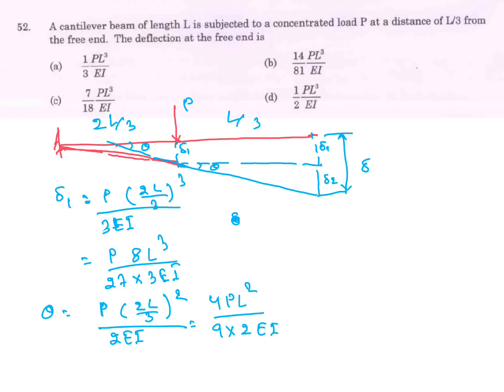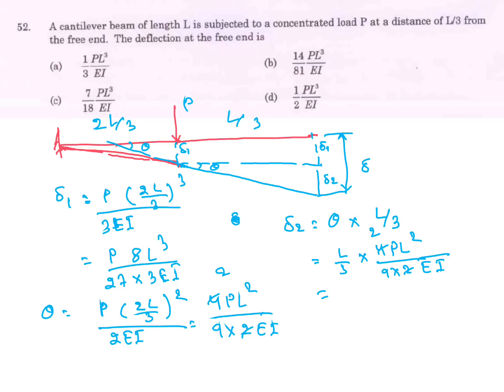And deflection delta 2 is slope multiplied with L by 3. So if we multiply, we will get L by 3 into 4PL square by 9 into 2EI. We'll get 2PL cube by 27EI. So finally delta equal to delta 1 plus delta 2.